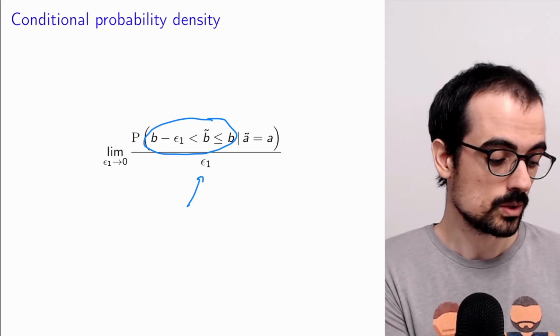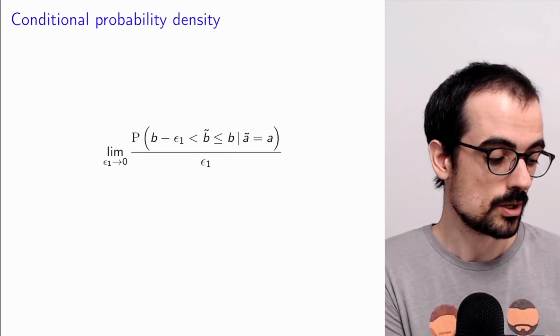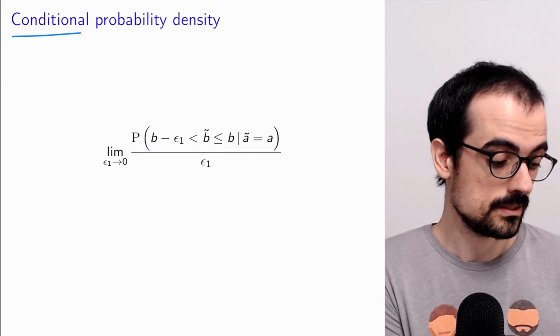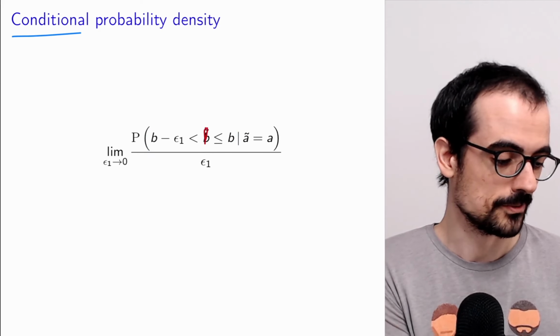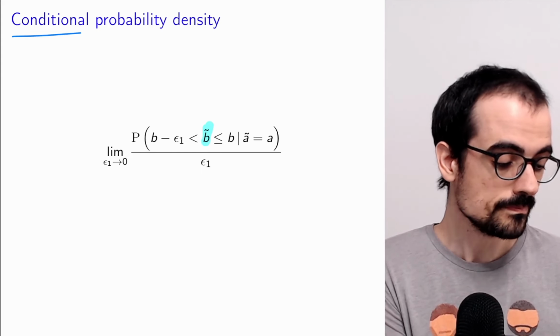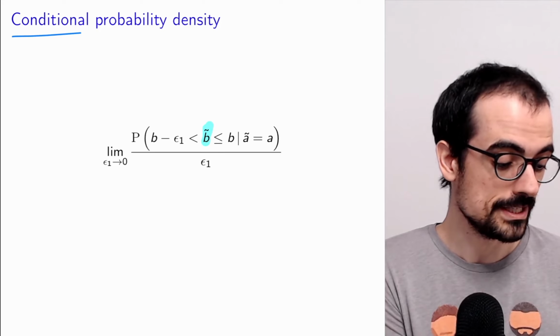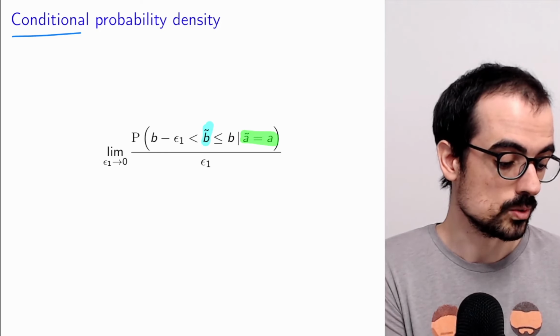So this is exactly what we want, okay? So we want the conditional probability density of the random variable b, given that we're conditioning on this event, that a is equal to a.